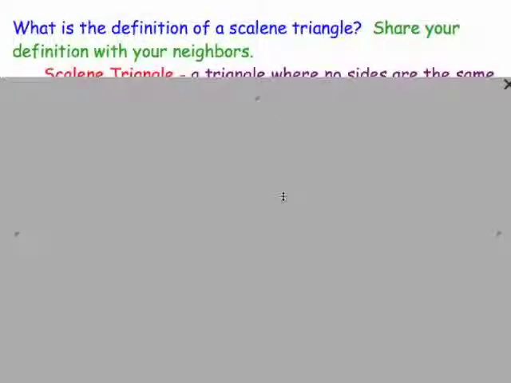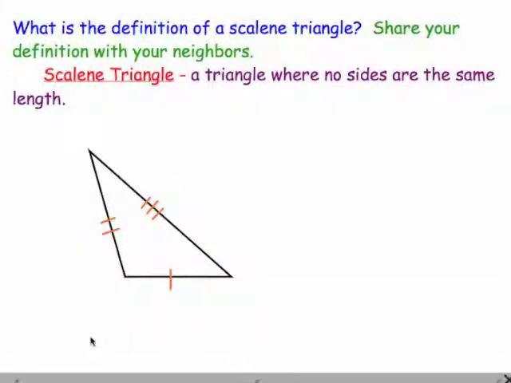And last is the scalene triangle. Scalene triangles are where no sides are the same length. So you can see 1, 2, 3, all different length sides, scalene.